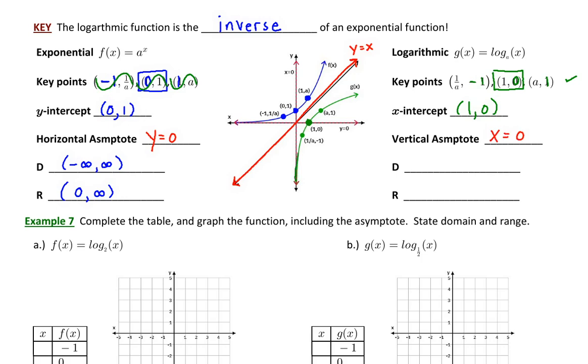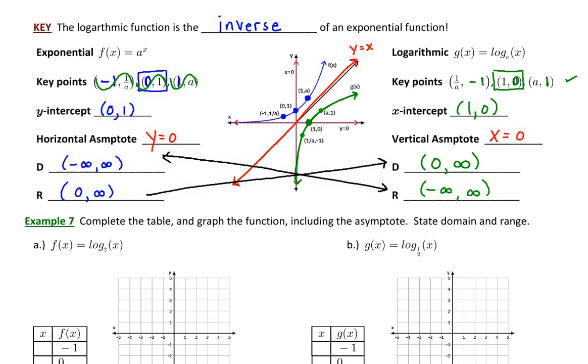Keeping your eye on this green logarithmic curve over here, notice the domain is going to be everything to the right of that vertical asymptote. So the leftmost x value, of course not included on the graph, is 0, and the rightmost x value there is infinity. This time, the range goes from -infinity to infinity. Our lowest y value is -infinity, and our highest y value is infinity. Notice the domain of the exponential function is the range of the logarithmic function, and the range of the exponential function is the domain of the logarithmic function.